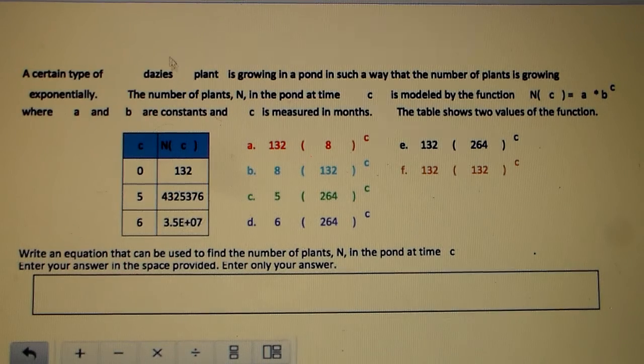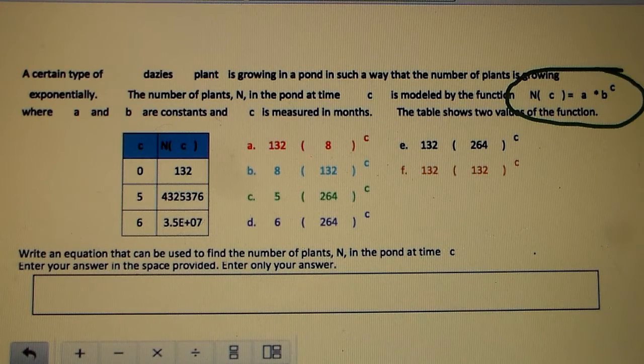Alright, so a certain type of daisies plant is growing in the pond in such a way that the number of plants is growing exponentially. The number of plants n in the pond at time c is modeled by the function n of c equals a times b to the power of c. So we have an exponent involved here, where a and b are constants. That's our key component. And c is measured in months. The table shows the values of the function.